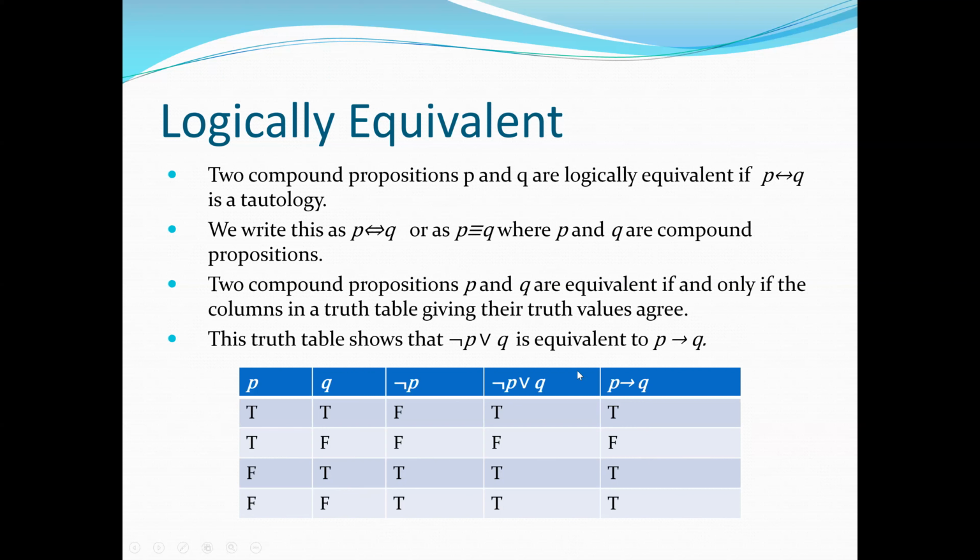So by looking at the fourth and fifth columns, we see that the outputs are the same. So if the outputs are the same, then we can come to a conclusion that not P or Q is the same as, or equivalent to, P implies Q. So here we use the truth table to prove it.